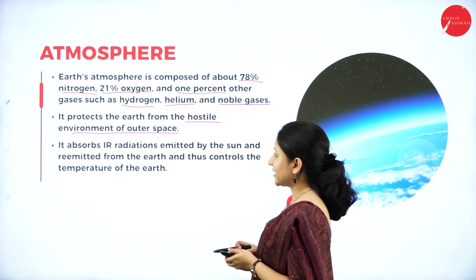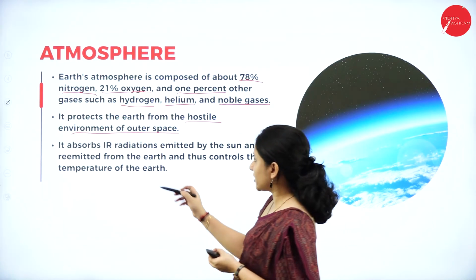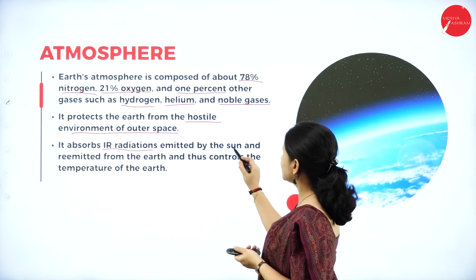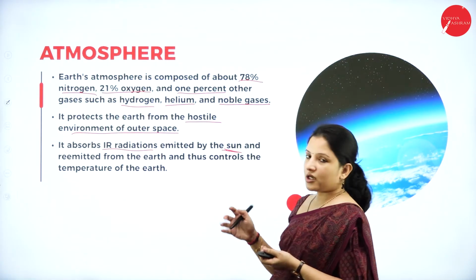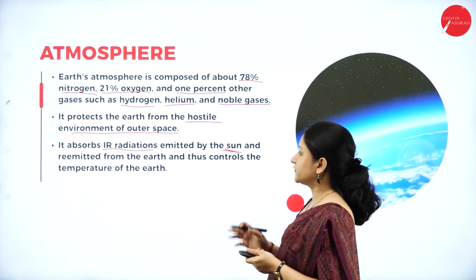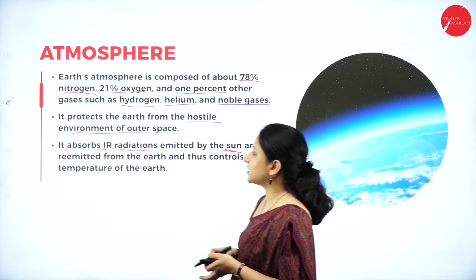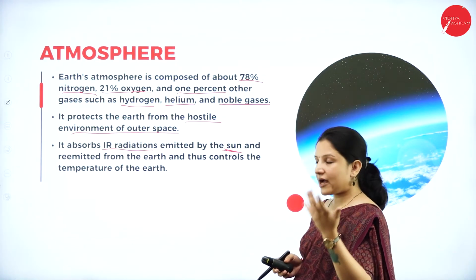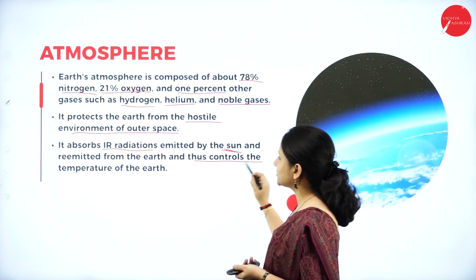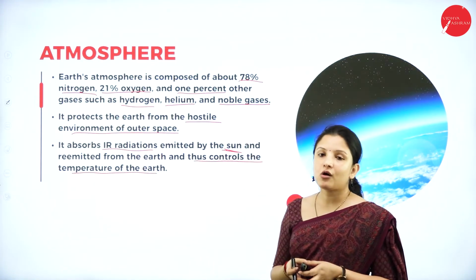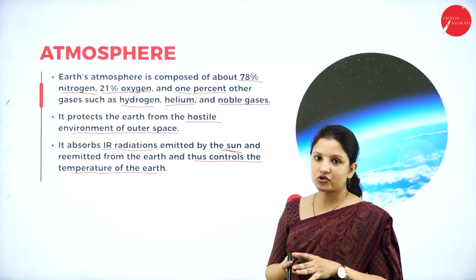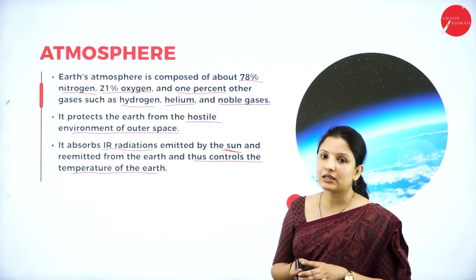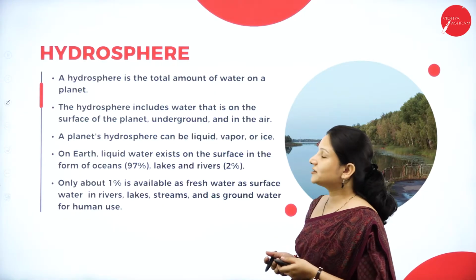the atmosphere also protects the earth from the infrared radiation. This infrared radiation is also a type of radiation that is emitted by the sun. This infrared radiation should not enter into the Earth's atmosphere. So that is why the Earth's atmosphere absorbs the infrared radiation that is emitted by the sun, and it is re-emitted back from the Earth, and thus it controls the temperature of the Earth. So the atmosphere also helps in controlling the temperature of the Earth by re-emitting the infrared radiation. So this is about the atmosphere.